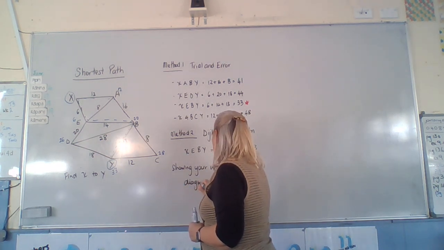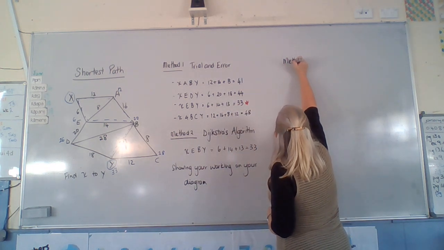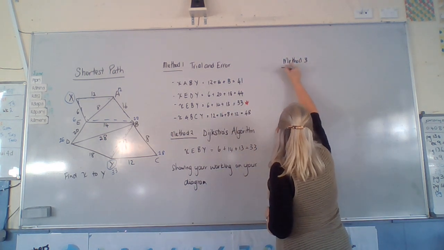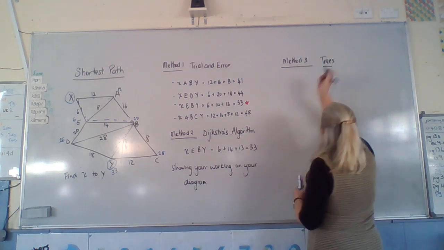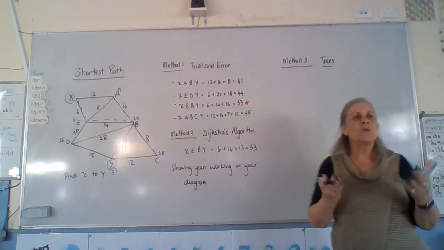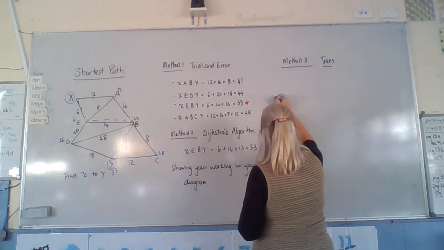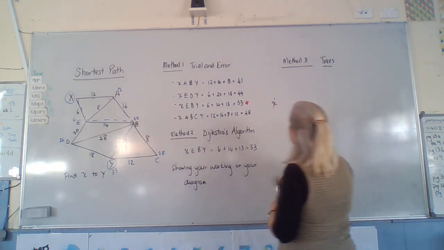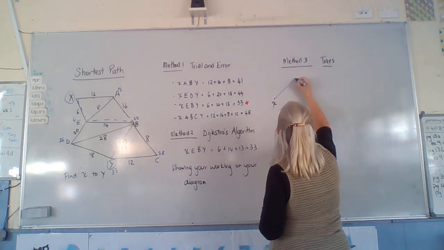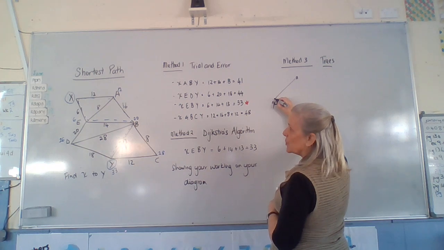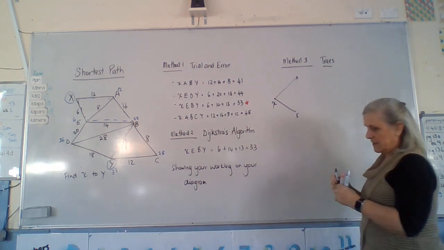All right, the last method, method 3, is using trees. So what we do is we start with a tree. I'm going to go downwards because it's, oh no, I'll go crosswards. So that's X. Where can X go to? It can go to A. It can go to E. It can't go anywhere else.